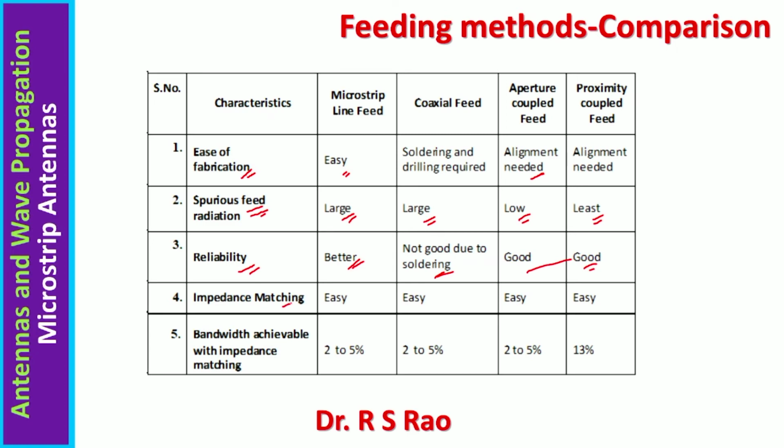When it comes to impedance matching, it is easy in microstrip line feed, in coaxial feed, in aperture coupled feed, in proximity coupled feed also. Impedance matching is not at all complicated, it is easy. Bandwidth achievable with the impedance matching is 2 to 5% in case of microstrip line feed. Same in case of coaxial feed and aperture coupled feed too. In case of proximity coupled feed, it is 13%.